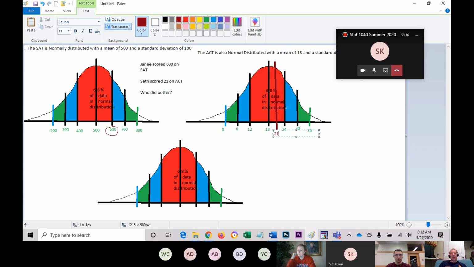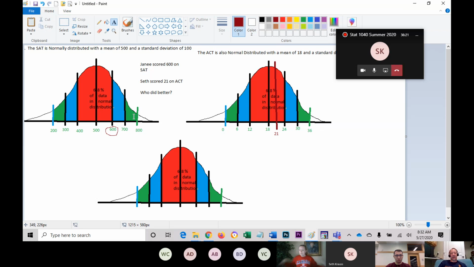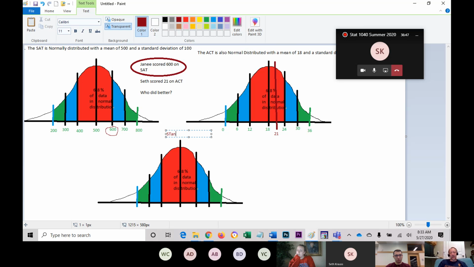Okay. Now, you can kind of tell just by drawing this out and putting the values in here that in this case, Janie did score better. Visually, we can see that, but it would be nice to put them both on the same scale so you could see their scales better. And the idea here is we can do that with what's called the standard normal distribution.